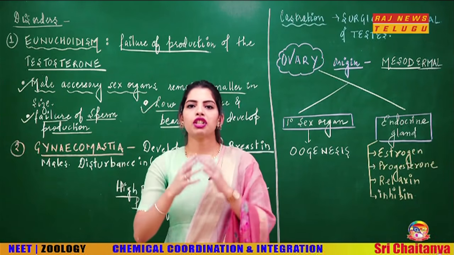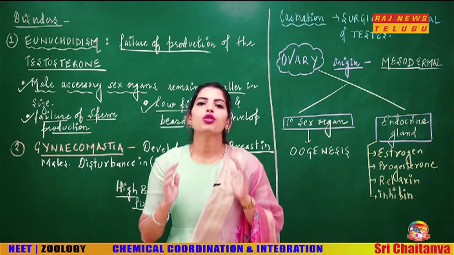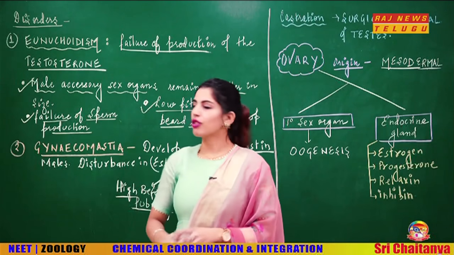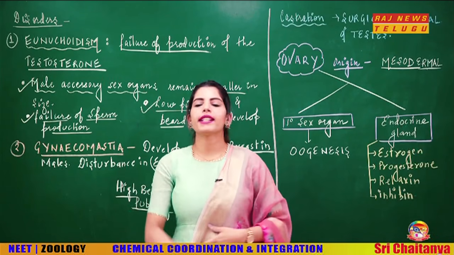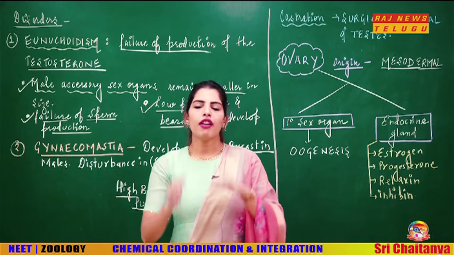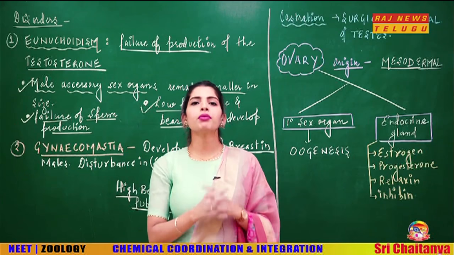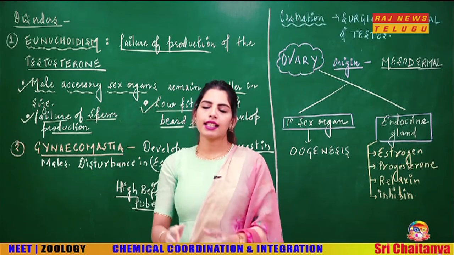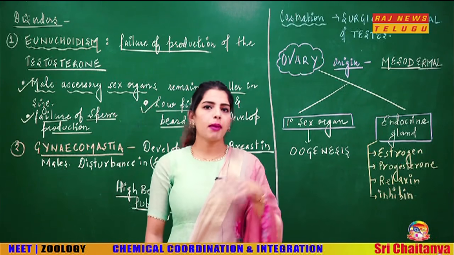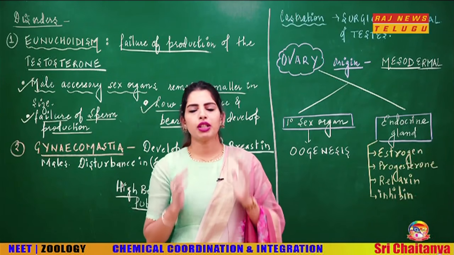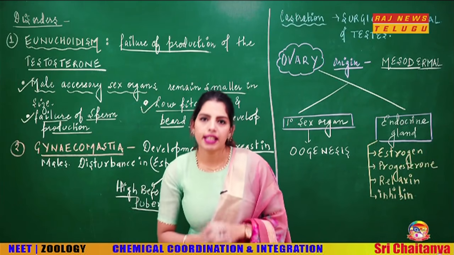So all the conditions related with the testosterone you won't see in the patients of eunuchoidism. No testosterone, no low pitch voice, no beard and mustache, failure of sperm production, as well as the accessory sex organs like penis, the seminal vesicle, prostate gland will remain smaller in size.